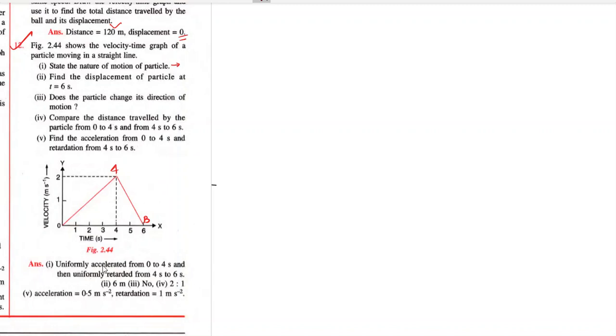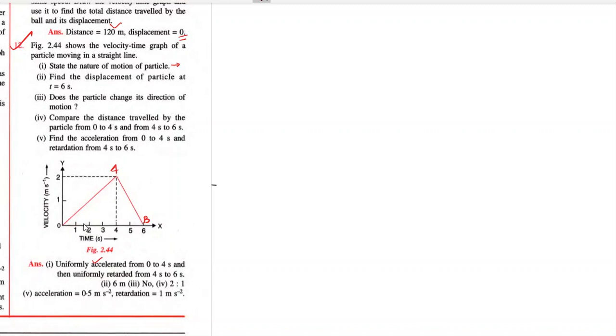In the answer they have elaborated, where I would have written just accelerated motion. From 0 to 4 seconds, the motion is uniformly accelerated. Why? Because the line is inclined to both the axes. And from A to B, that is 4 to 6 seconds, the motion is uniformly retarded. Perfect. Find the displacement of the particle at t is equal to 6.